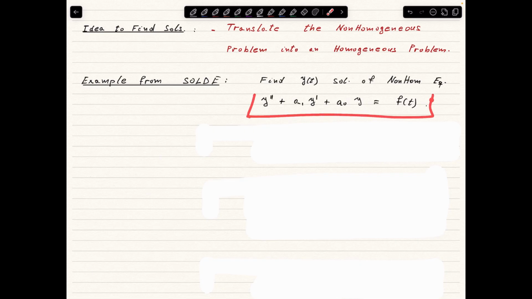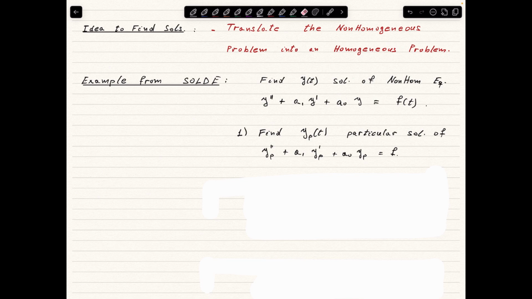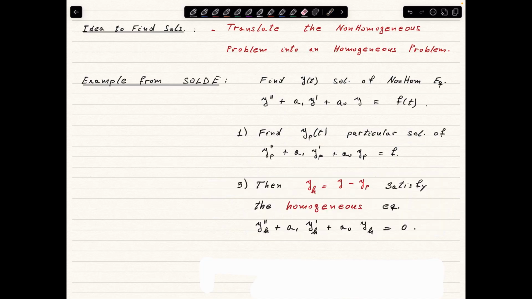This problem also does not satisfy the superposition property. If you have two solutions of this problem, the addition is going to be a solution with 2f here. So how did we solve this problem? Well, we found a particular solution of this equation, just one solution, and then we realized that we can translate the problem from the function y into a function yh, h for homogeneous, by simply subtracting this particular solution. So we are translating the problem from the function y to the function yh.